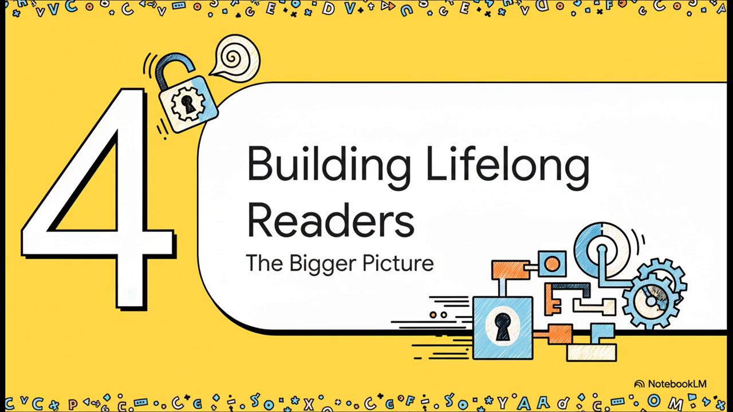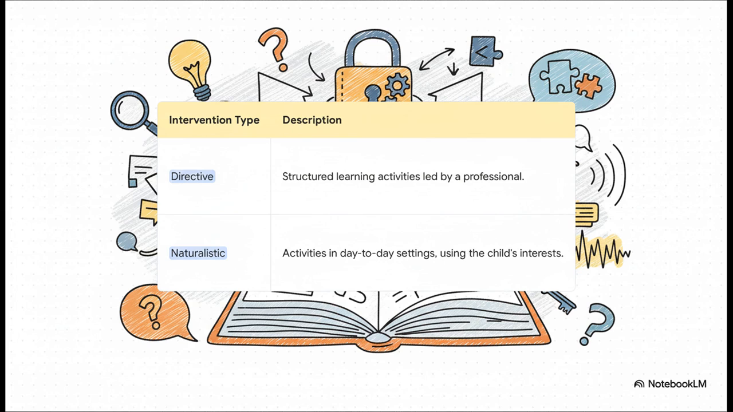Let's look at the bigger picture. So when we're talking about interventions, there are basically 2 main flavors. You've got directive interventions, which are really structured. Think of a speech therapist working on very specific sounds. And then you have naturalistic interventions, which are more about using everyday moments to learn. But you know what? The most effective strategies, they're almost always a mix of both, combining that structured practice with real, interest-driven communication.